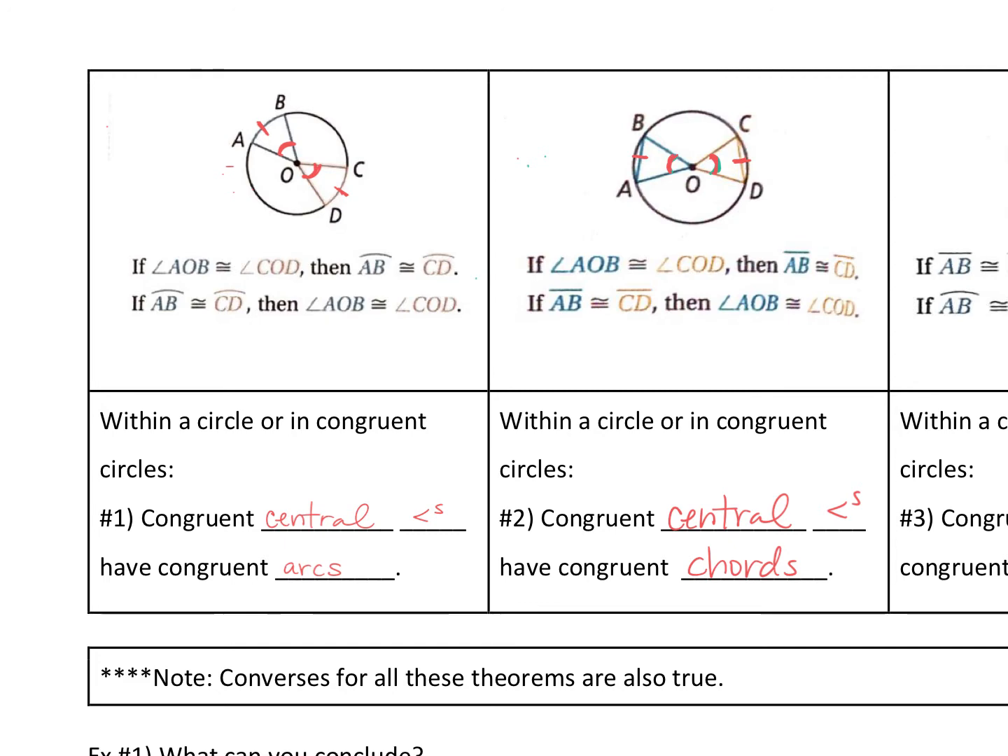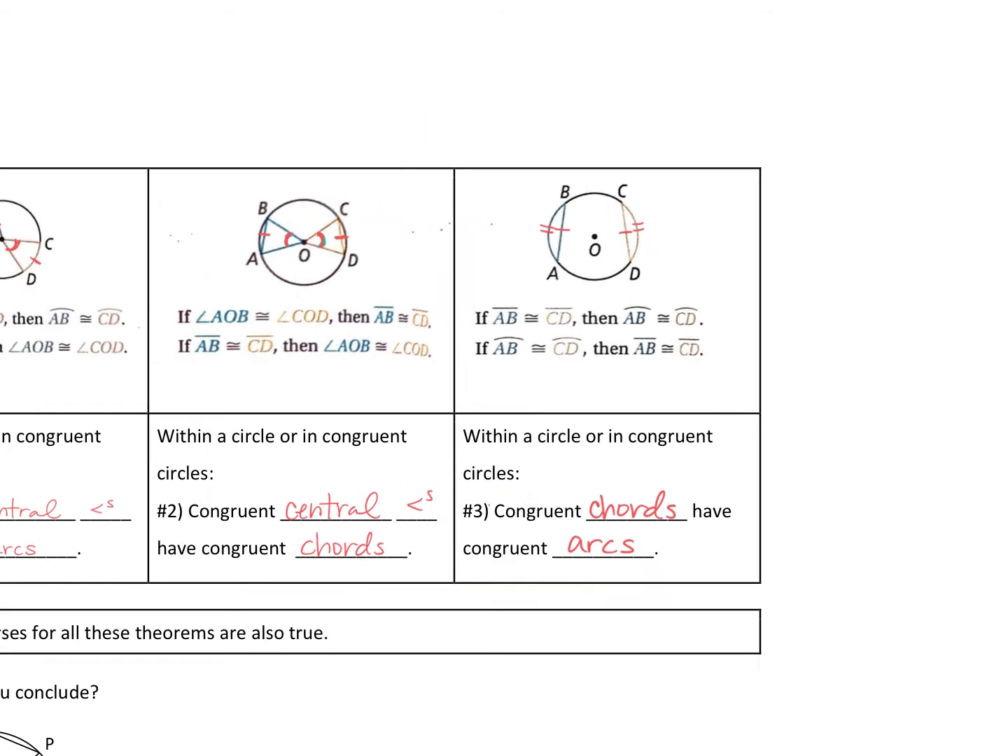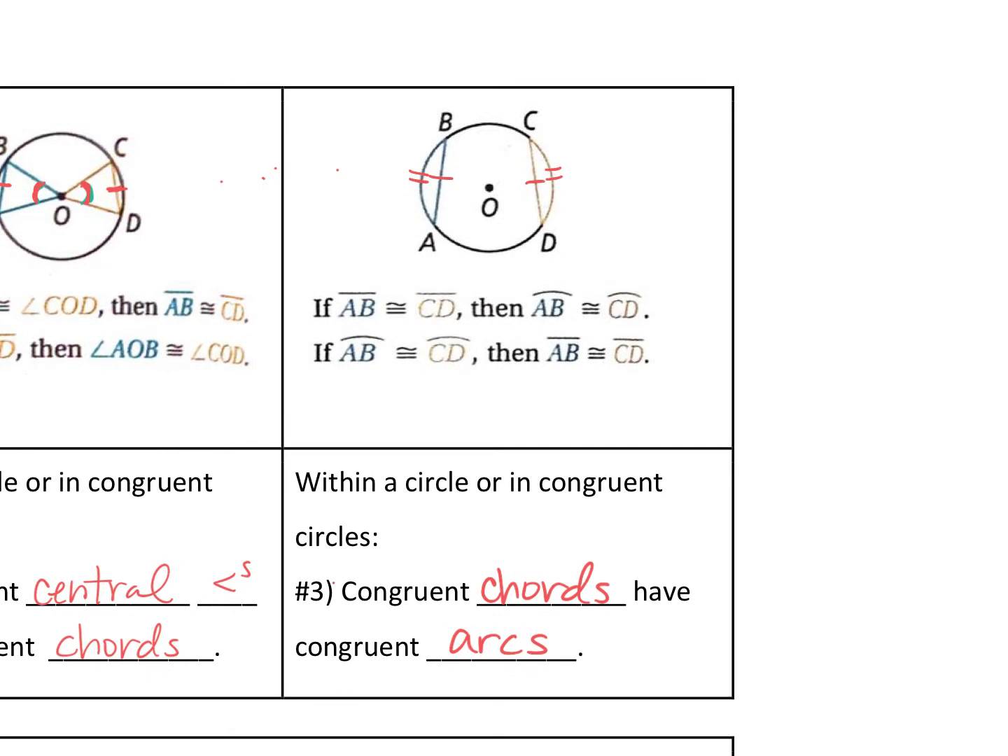And then the last one kind of puts that together. Within a circle or in congruent circles, congruent chords will have congruent, any guesses? Arcs. Okay, so basically they're saying if chord AB is congruent to chord CD, then arc AB will be congruent to arc CD. Okay.